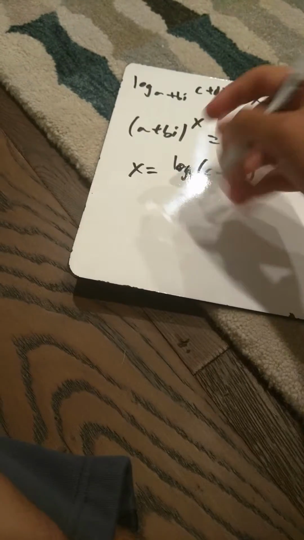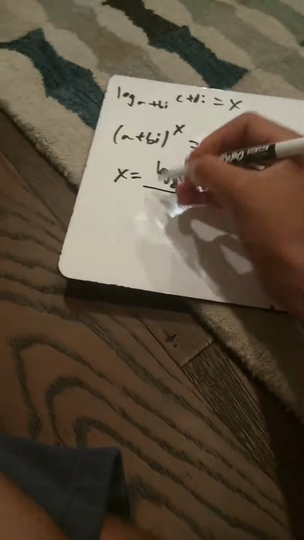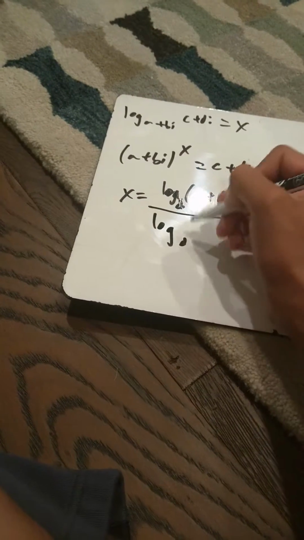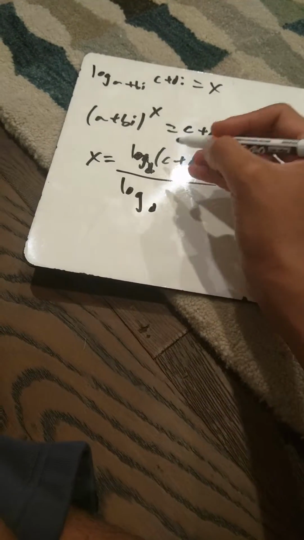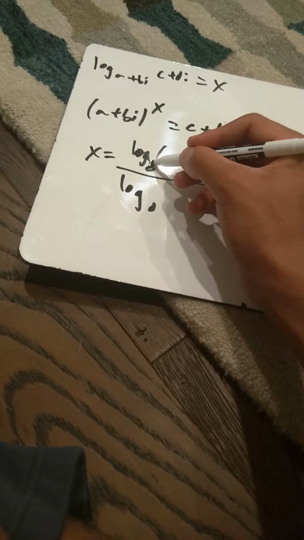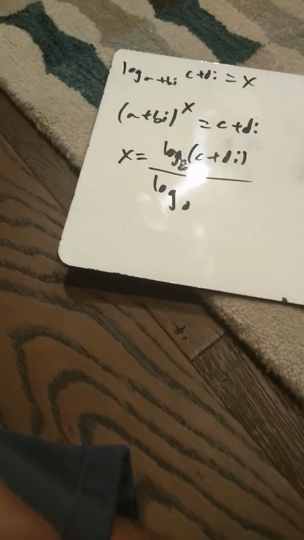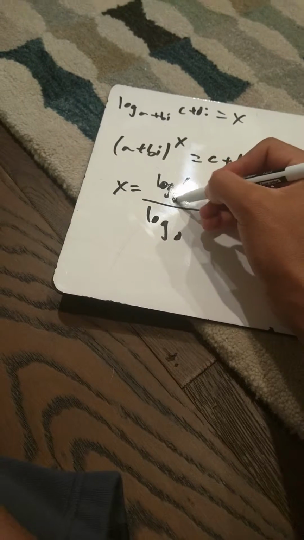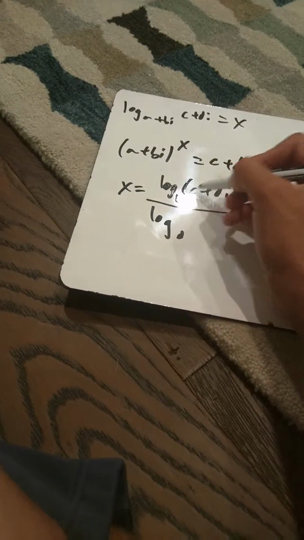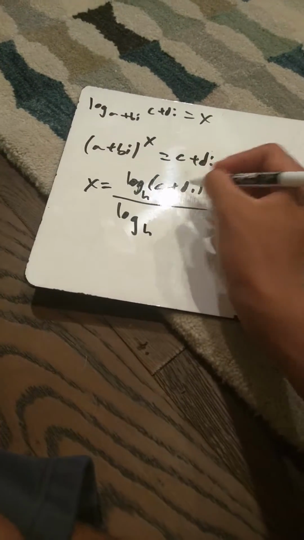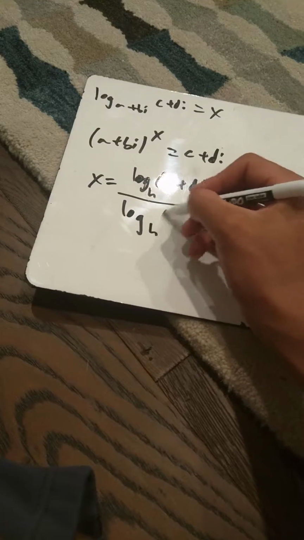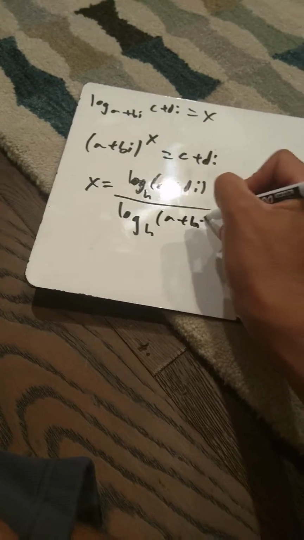log base. You could say log base d, or any log really, like any log base. Log d of c plus di, or maybe here, actually, you should have a different variable. Log base h. Yeah, log base h. So an arbitrary base of c plus di over log base h of a plus bi.